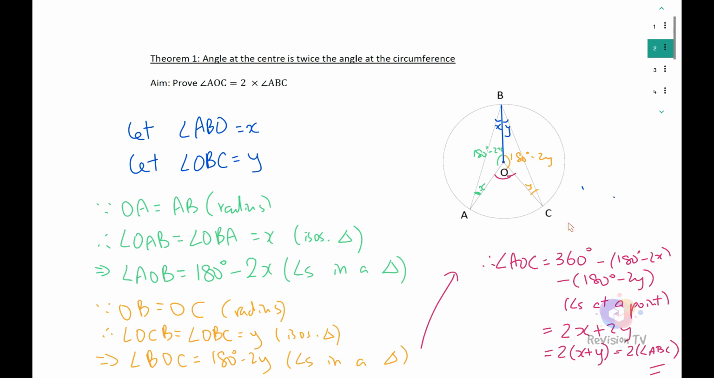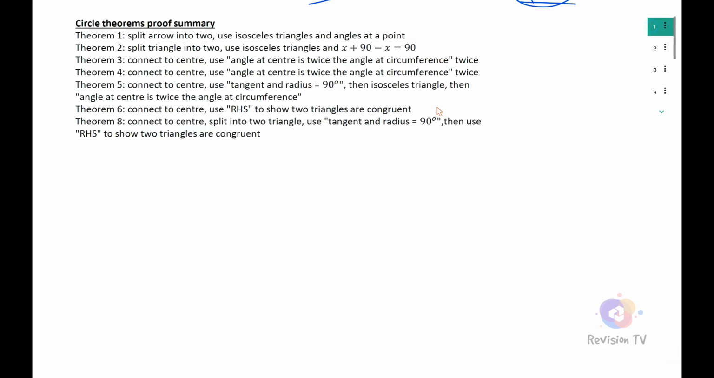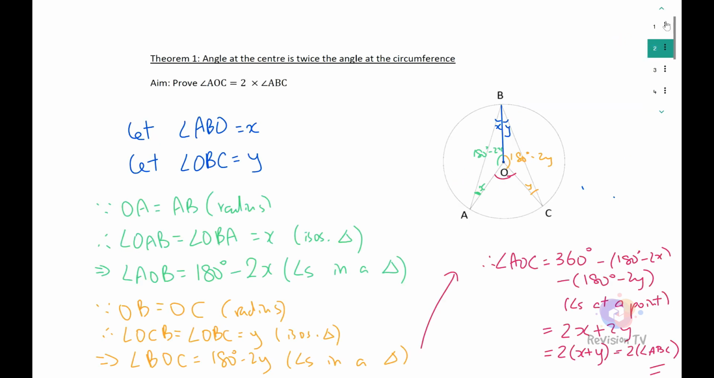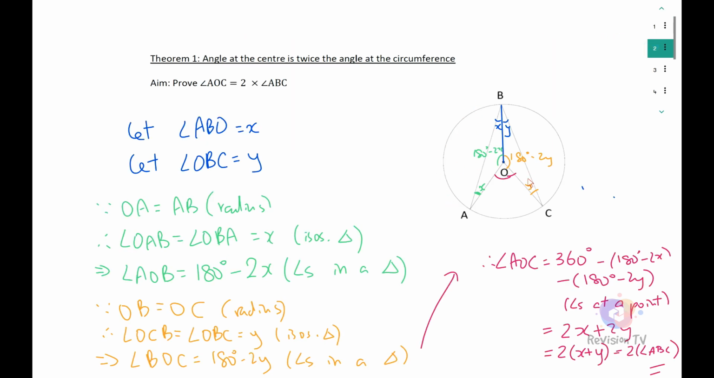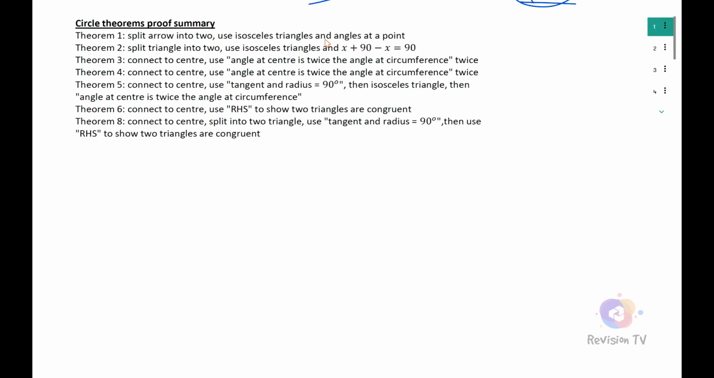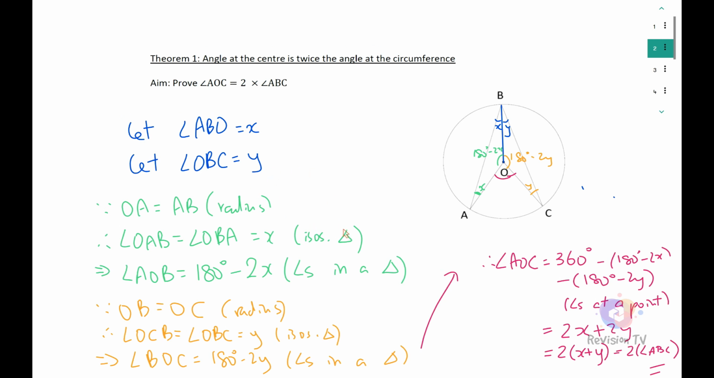To help you remember this proof, the summary is you split the angle into 2, like we did, okay? And then we use isosceles triangles, because we're using it on the left hand side and the right hand side. And then we use angles at a point. So it sums up the big steps you're doing in here.